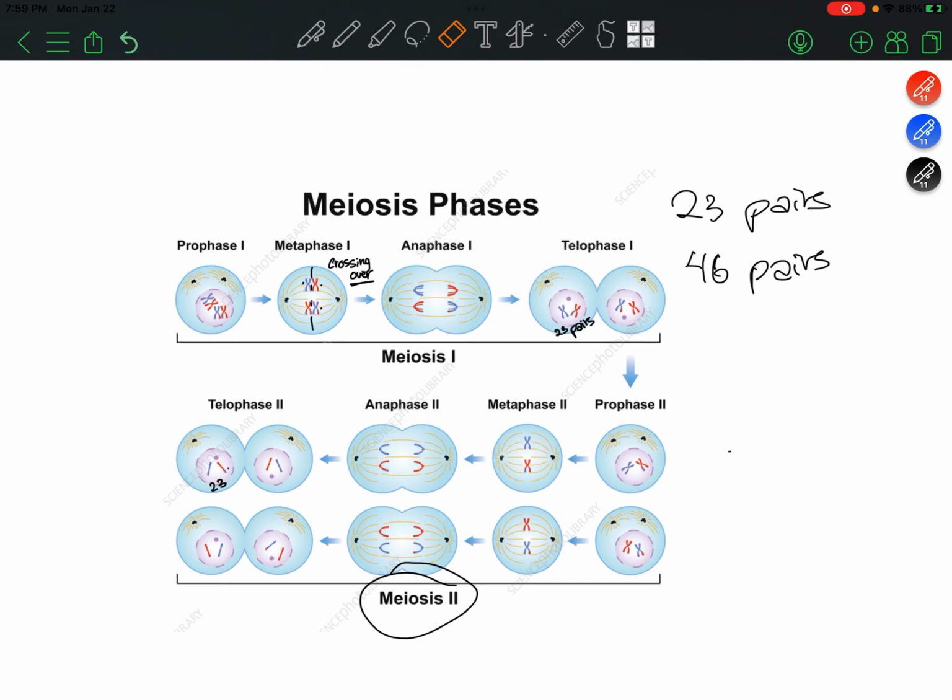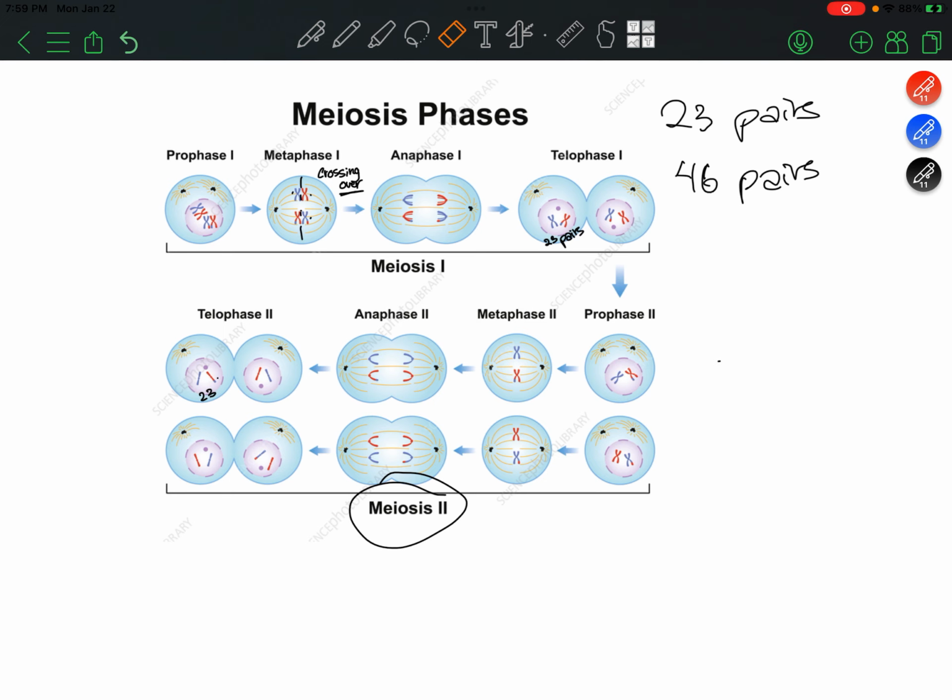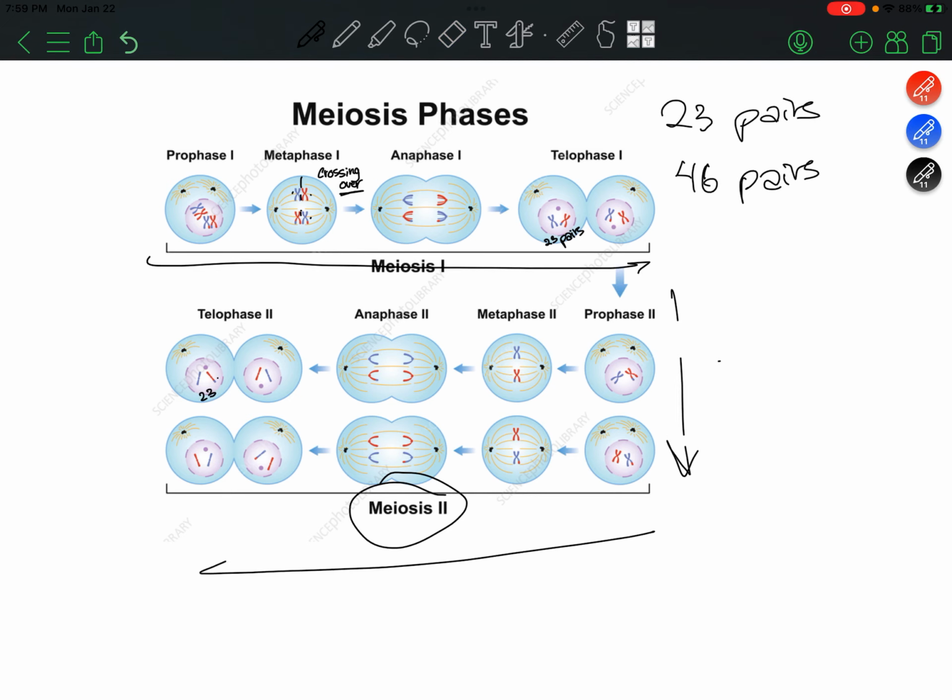Remember, they're in the metaphase plate. They get split, right? And when they get split, they just do the normal thing, right? So they're 23 pairs. Oh, it's going this way, by the way. My bad. But I still explain it fine. It's going this way, right? But that's the whole thing.